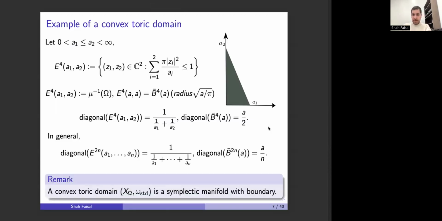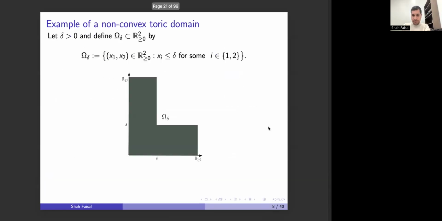So if you take a convex toric domain, then you restrict the symplectic structure from the Euclidean space. This gives you a symplectic manifold with boundary. The boundary might have some singularities, but that's okay.